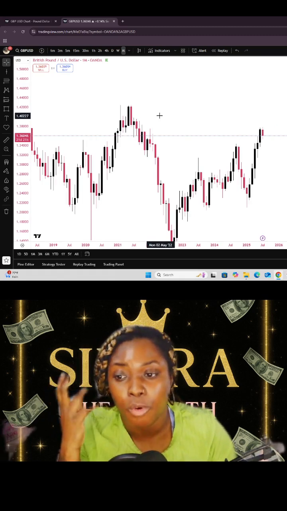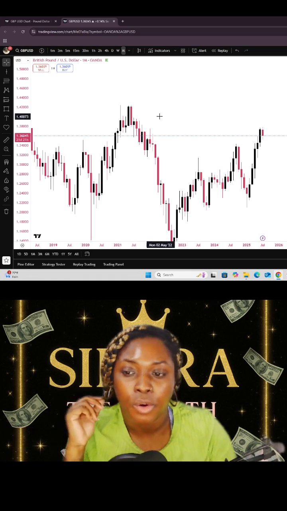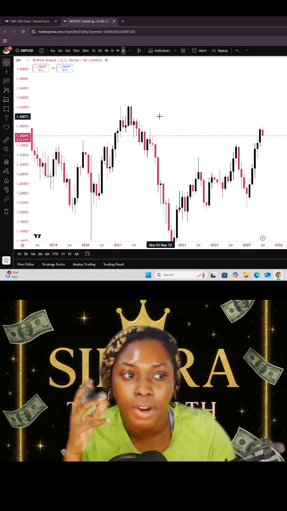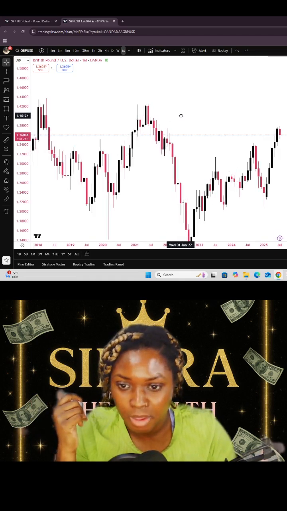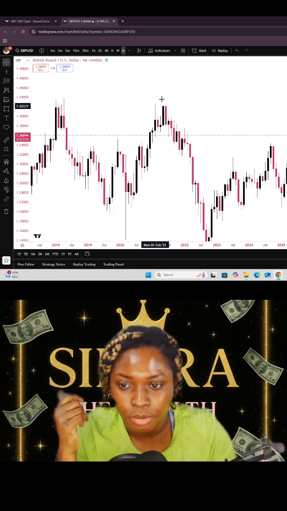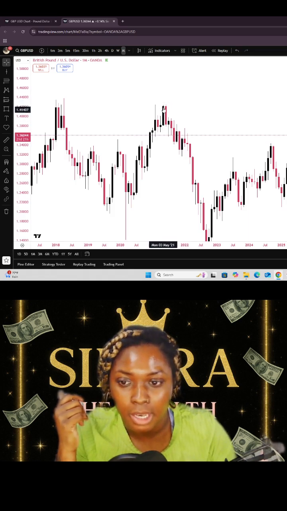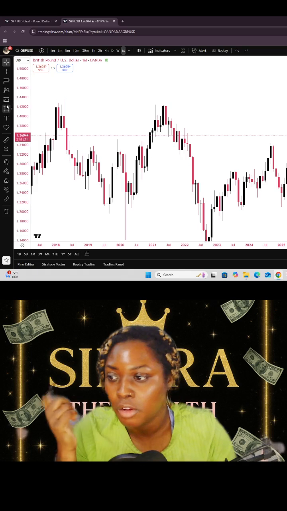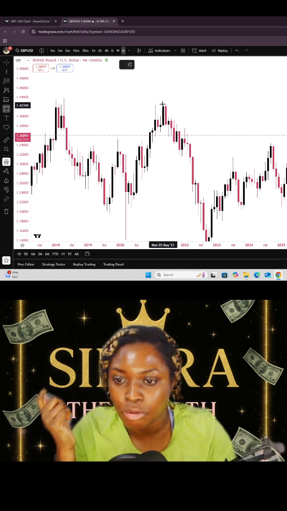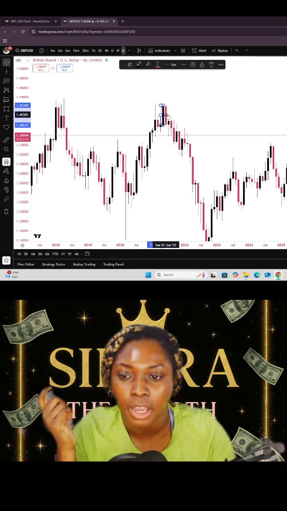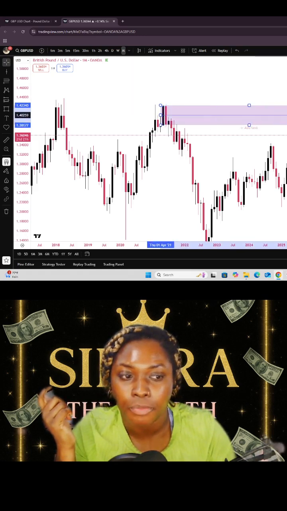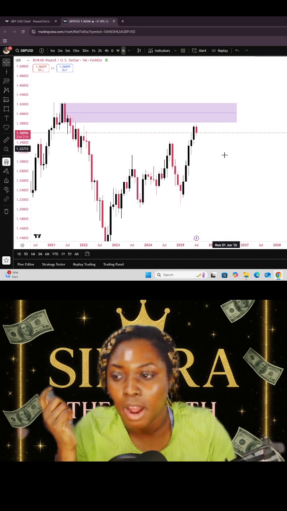We're looking for order blocks, reclaimed order blocks, fair value gaps, supply and demand zones, all right? So I do see that I have an order block here. This last up candle before this impulsive down move. So I'm going to take my rectangle tool and I'm going to go from the high of this candle to the low of this candle and I'm just going to draw it out. All right.